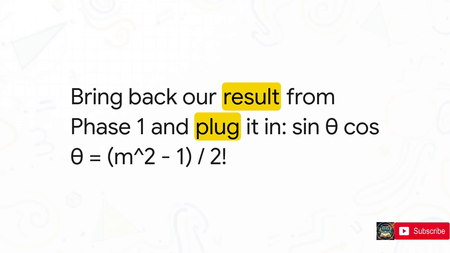Now we enter phase 4, the final substitution. Remember that result I told you to keep safe in your back pocket back in step 1? Well, it's time to bring it out. We squeezed out the fact that sine theta cosine theta equals (m squared minus 1) all over 2. So let's enthusiastically plug this exact value right down into our simplified left-hand side.